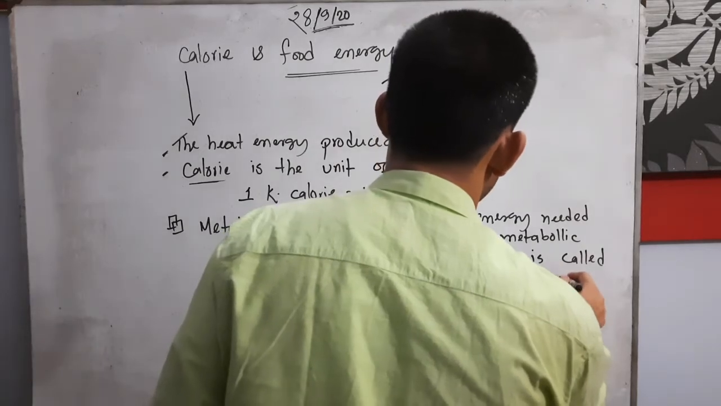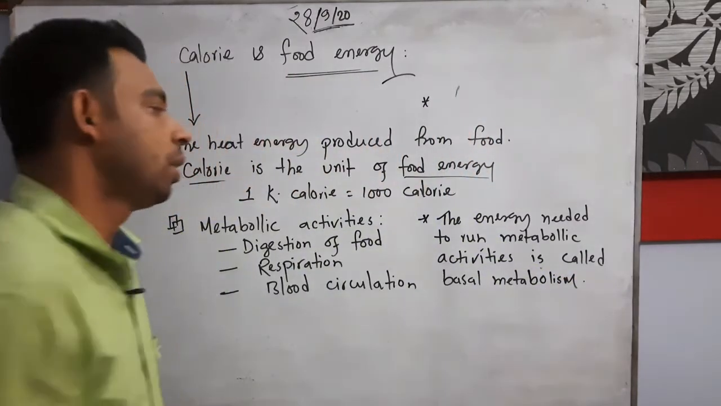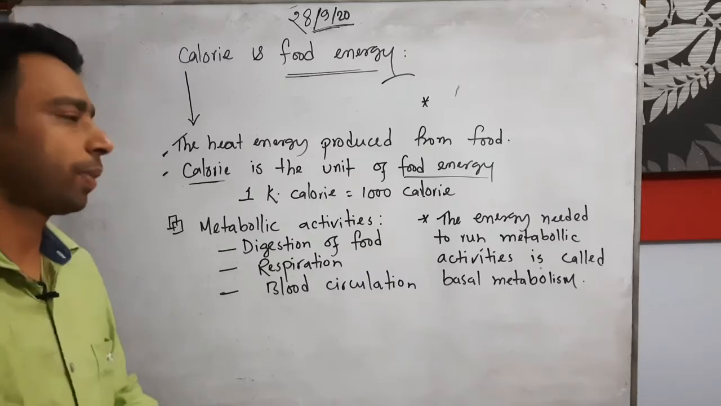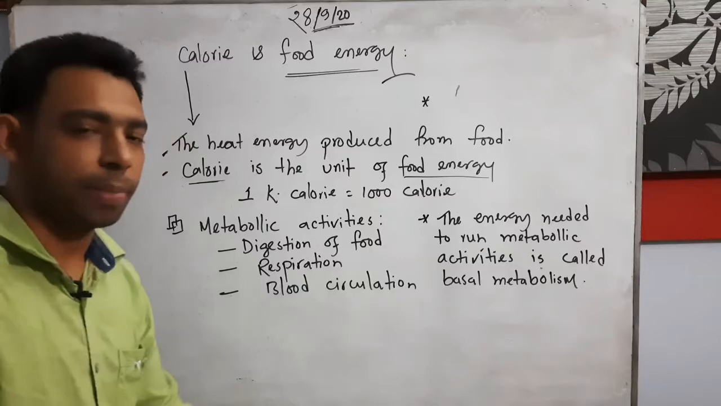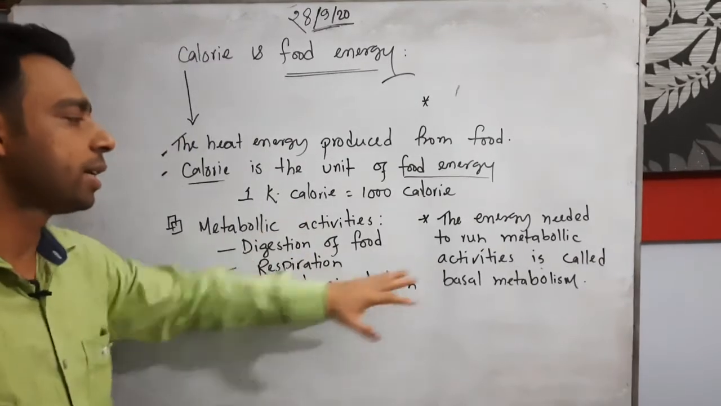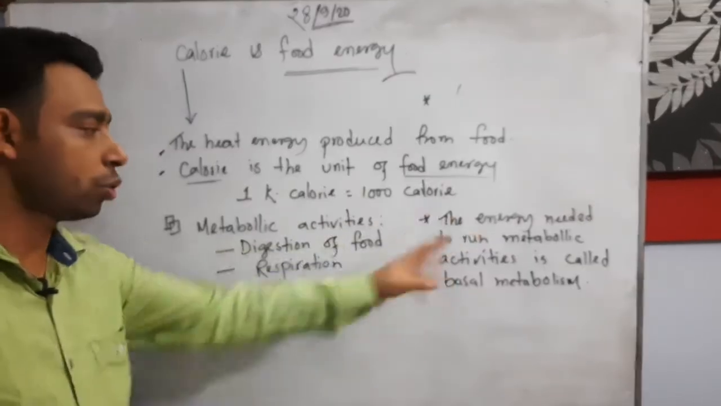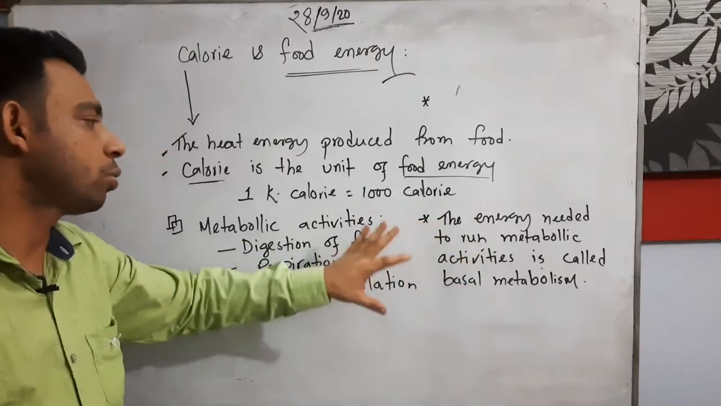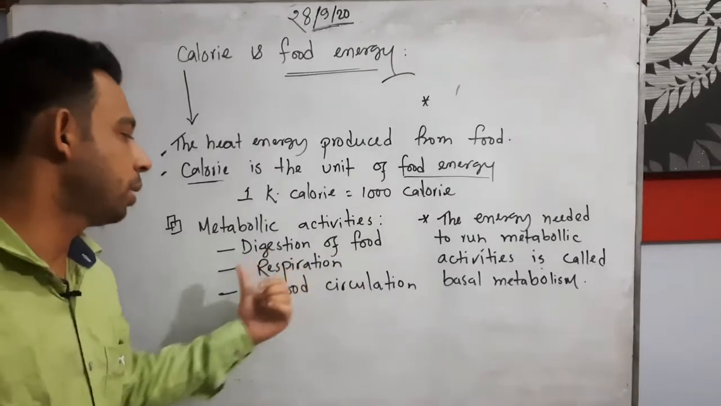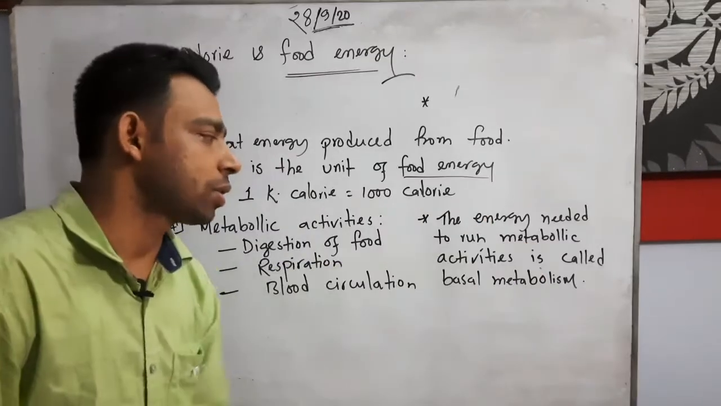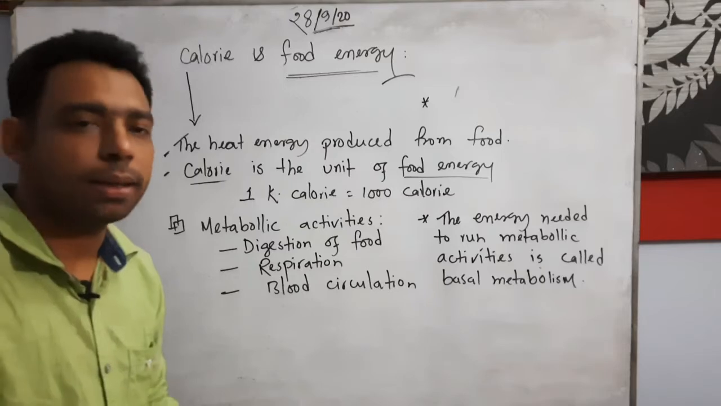Metabolism: what do you understand by basal metabolism? If it is 2 marks, what is basal metabolism? For 1 mark, the energy needed to run these metabolic activities is basal metabolism. But if it is 2 marks, the energy needed to run the metabolic activities like digestion of food, respiration, blood circulation is called basal metabolism.